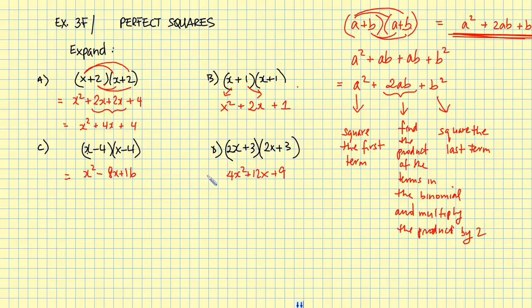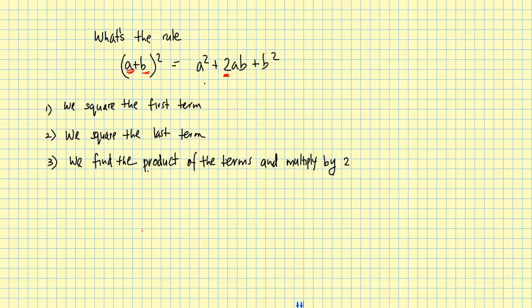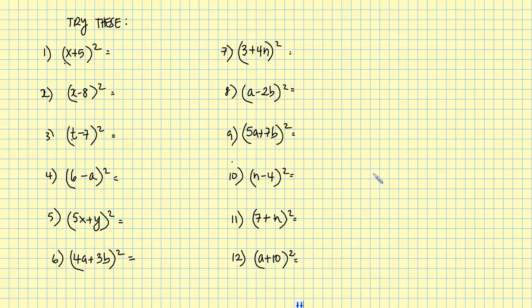So I'm done. Now, again, let me repeat. You can FOIL. You are allowed to FOIL here, but it is easier when you've got perfect squares and difference of squares. It is easier for you to use these shortcut methods. So just to recap, let's just do a couple of examples.